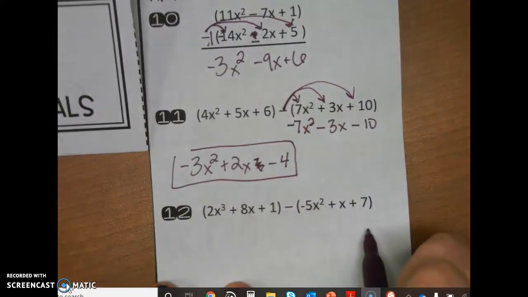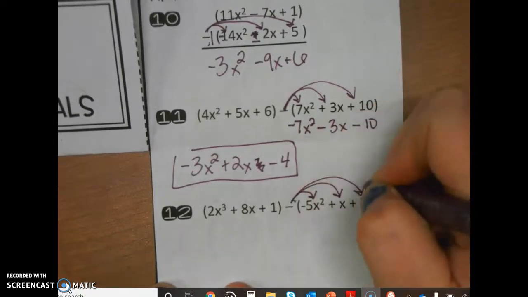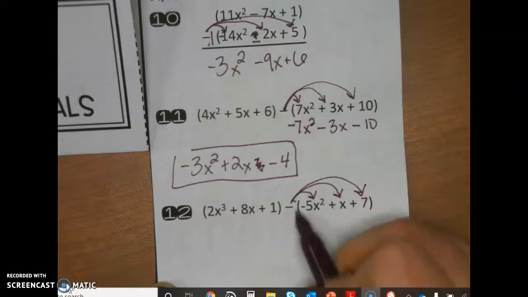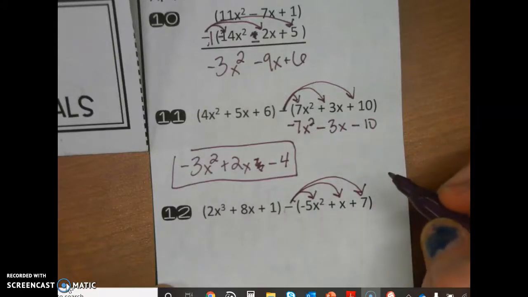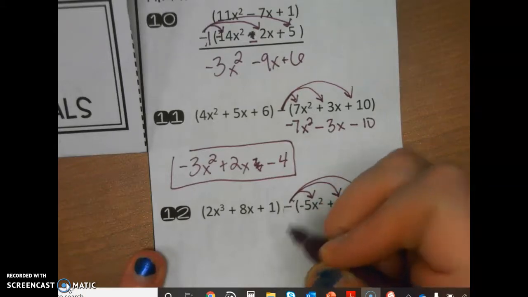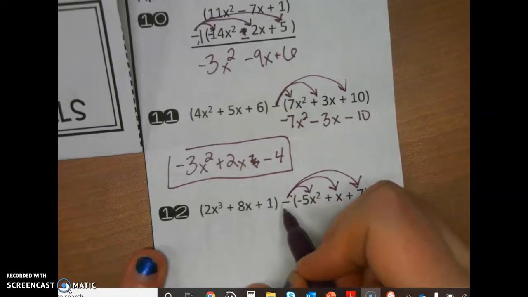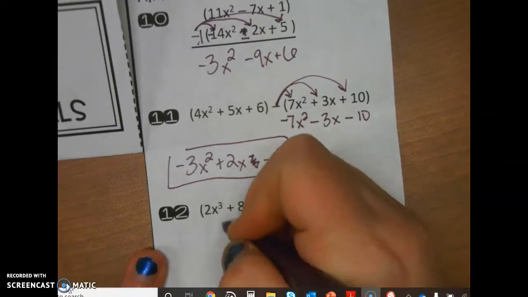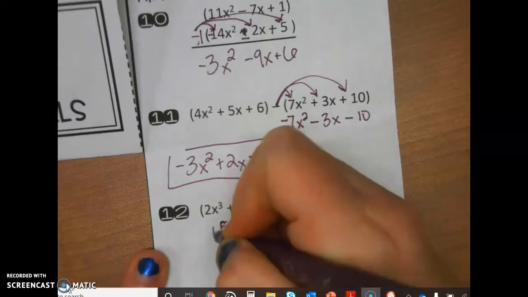Look at this one. Oi. I'm going to stack this one so it's easy to see. But once again, same process where we have to distribute this negative. So now I've got positive 5x squared. Okay. But I don't have any x squared terms. Oof, what do I do? Okay, well, it's going to squeeze right there.